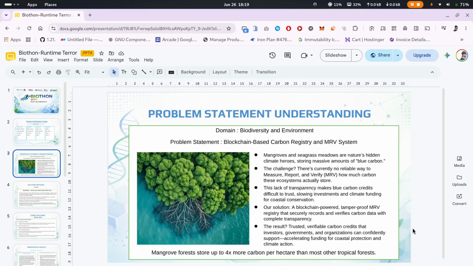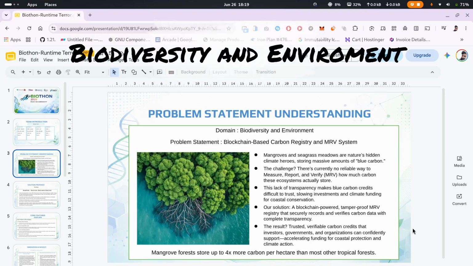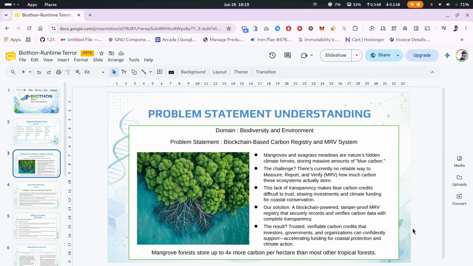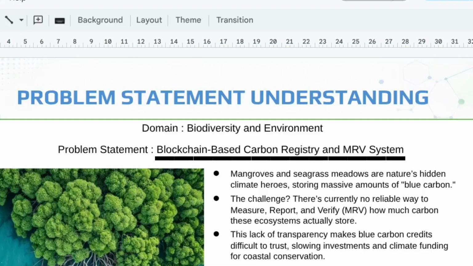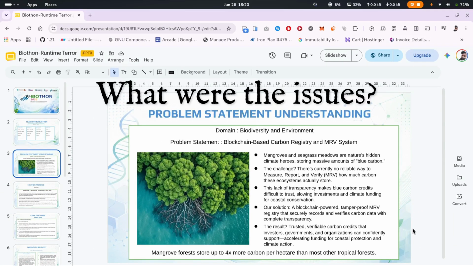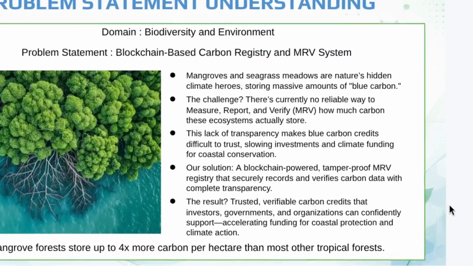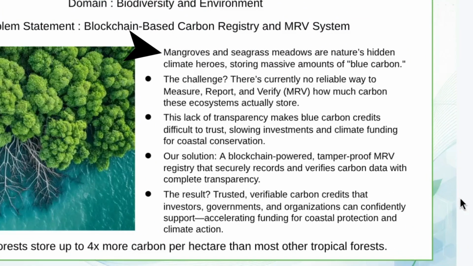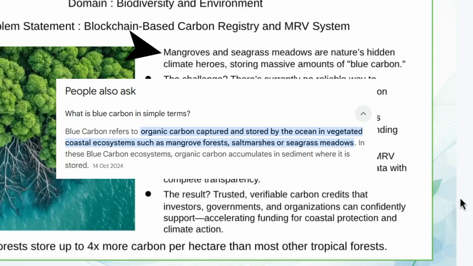Our domain was biodiversity and environment, and our problem statement was a blockchain-based carbon emission MRV system. So what was the issue? The issue was that mangroves and seagrasses are natural climate heroes which store large amounts of blue carbon. What is blue carbon? Blue carbon is the carbon stored by natural ecosystems, specifically marine ecosystems.